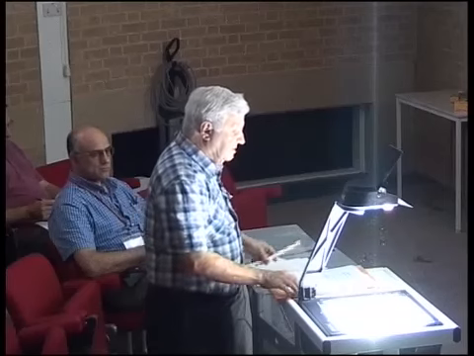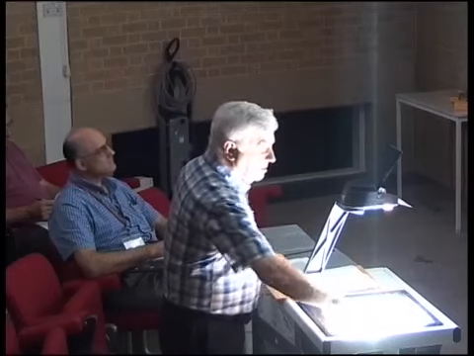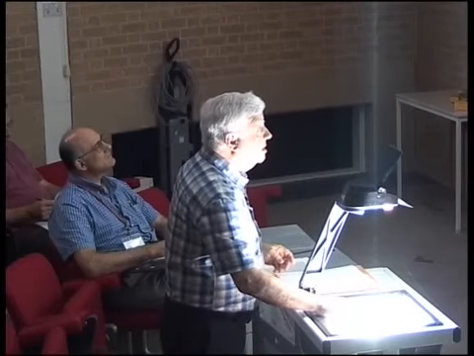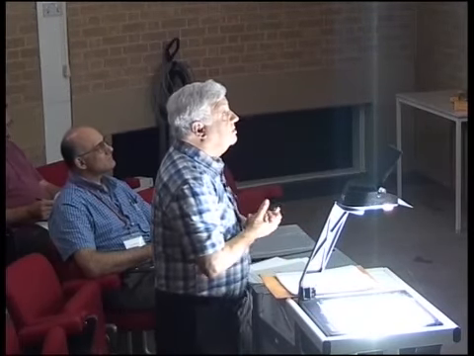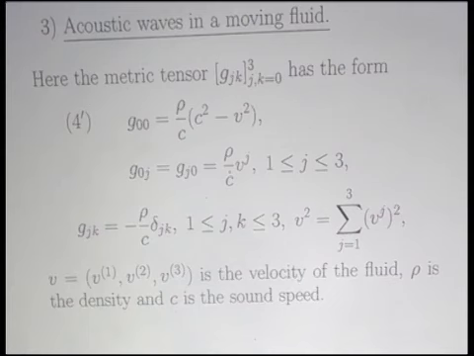And the second example is the acoustic wave in a moving medium. Here rho is density, v1, v2, v3 is velocity, c is sound speed. It's not light speed, it depends on the medium, the sound speed in the medium. And so this also gives a metric.